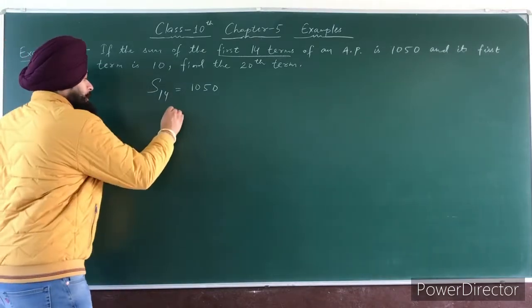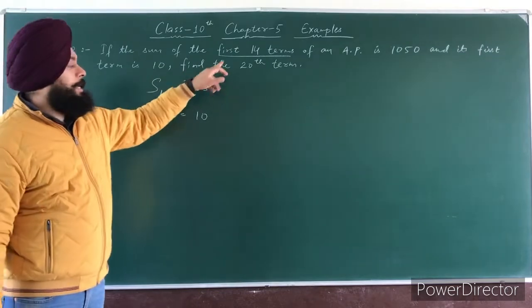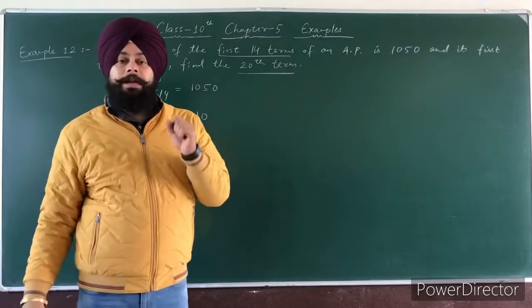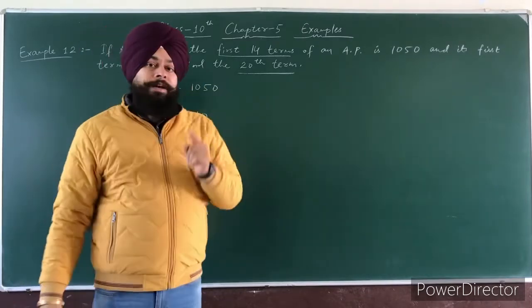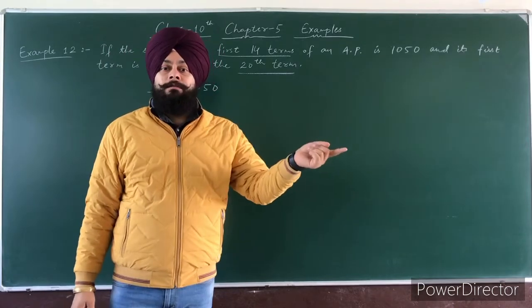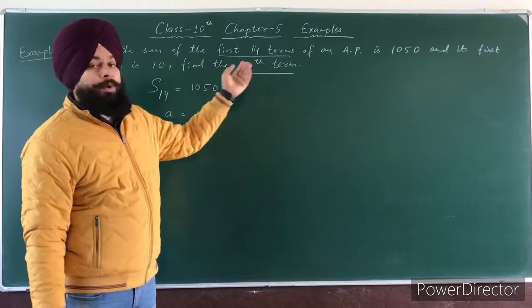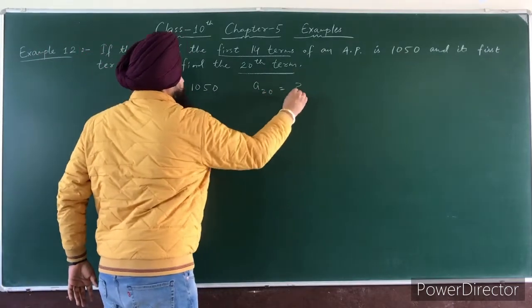First term means value of a is also given. a is 10. And you have to find the 20th term. It means you will find here a20, not S20. ठीक है? अगर क्वेश्चन में लिखेंगे find the sum of first 20 terms, then you will find S20. But in this question, they ask only find the 20th term. So you have to find here a20.